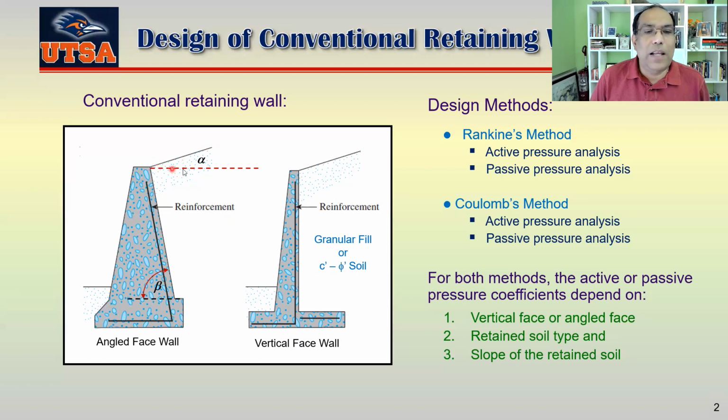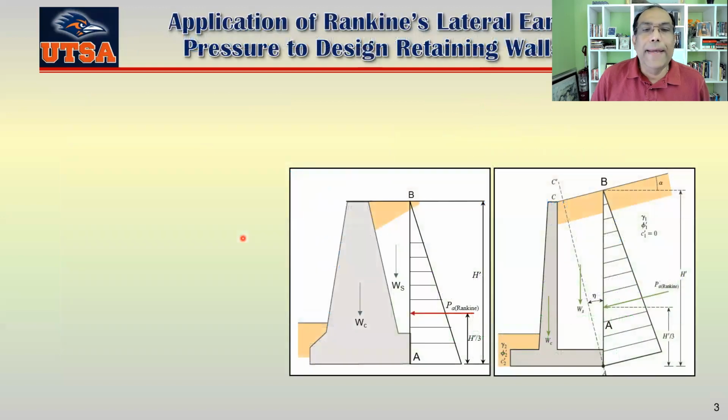If the retained soil is along that horizontal line, then we call that one flat slope or zero slope. If it is an angle alpha, then basically we call that one a slope, or inclined slope. Okay. Now let's see the first thing, how we can apply the theories that we learned from Rankine's active and passive pressure theory to design our retaining walls.